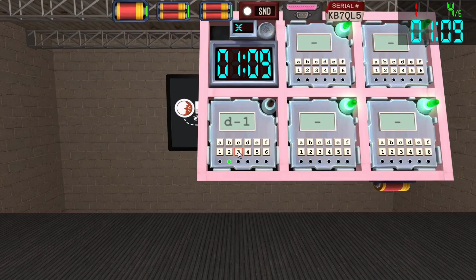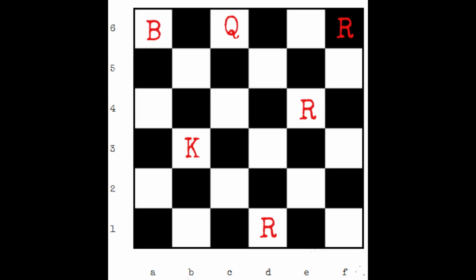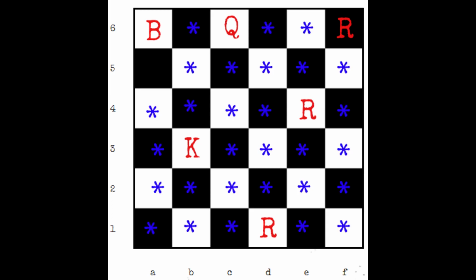Finally we have A6, D1, B3, E4, F6, and C6. E4 is a rook, F6 is a rook, A6 is a bishop, D1 is another rook, B3 is a king and C6 is a queen. The answer is A5.